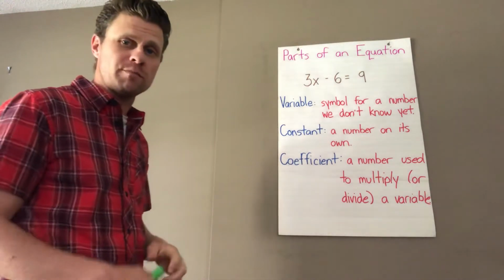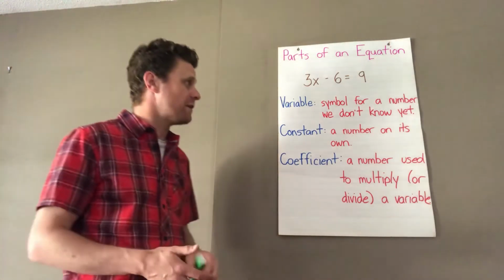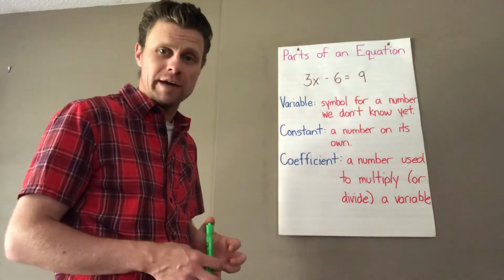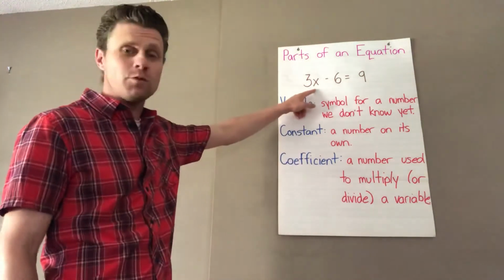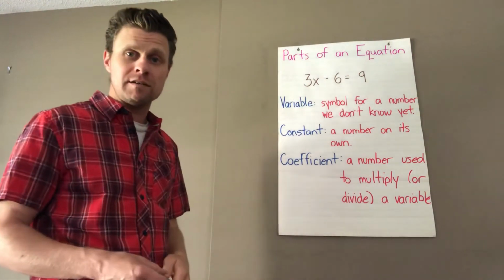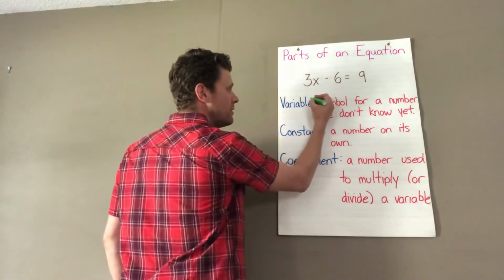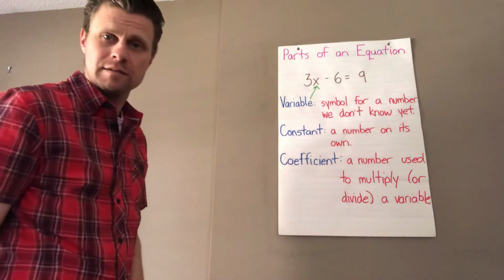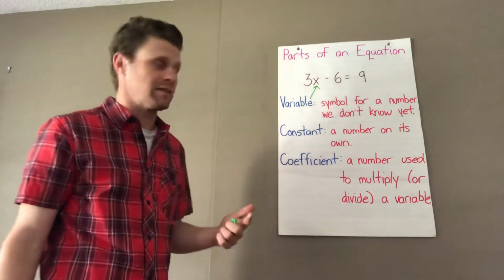So the first term is called the variable. And the variable is defined as being the symbol for a number that we don't know yet. So in this case, it's x. We don't know the value of x right now just by looking at it. So the variable is x. Our second term is the constant.